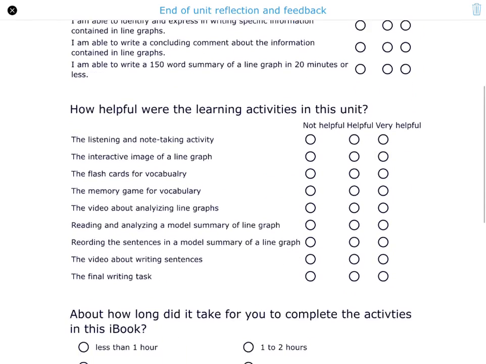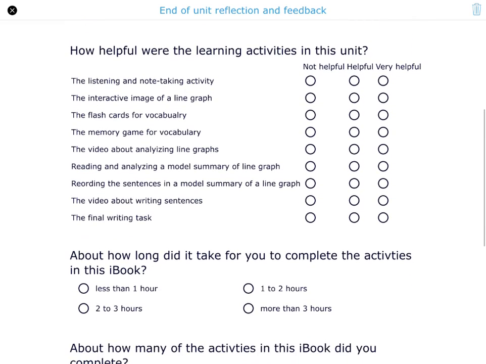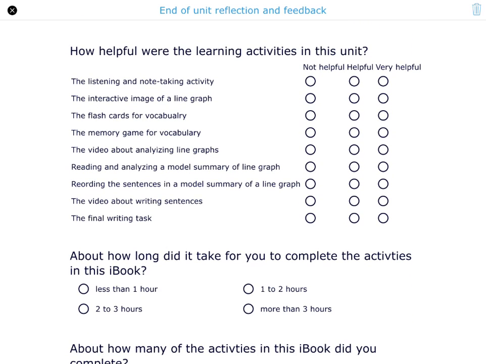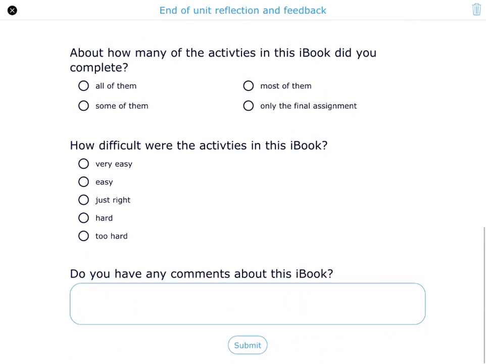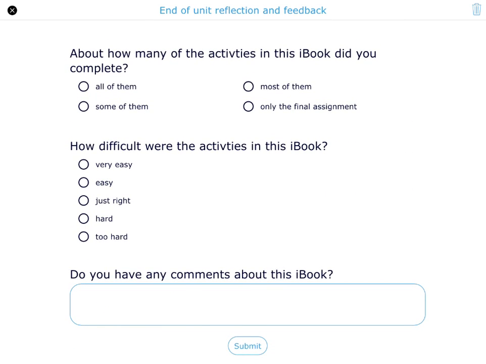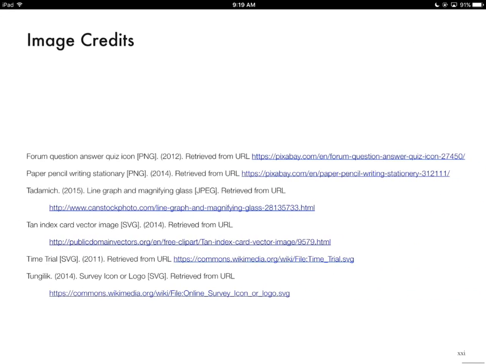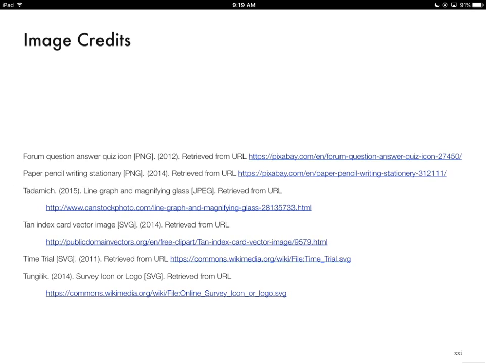Then the second part is an evaluation of the learning object itself. And this is supposed to aid the teacher and the designer to create future iterations, and to also understand the student perception of the material. And then it ends with my image credits in APA format.